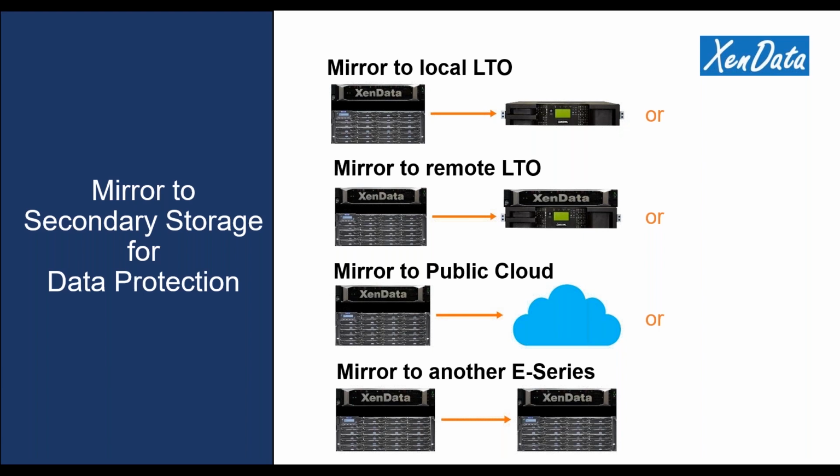That's public cloud. And there's, of course, a fourth option, which is to automatically copy to a second E-Series in a remote location. And this last option is ideal if you have a DR site, as the performance will not be compromised if there's a catastrophic failure on the primary site and everything has to be moved to the secondary site.